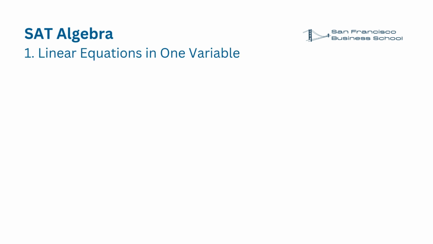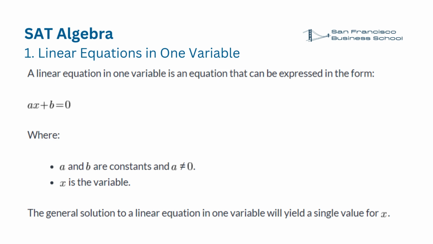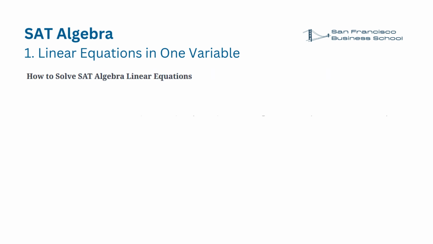1. Linear equations in one variable. A linear equation in one variable is an equation that can be expressed in the form ax plus b equals 0, where a and b are constants and a is not equal to 0. x is the variable. The general solution to a linear equation in one variable will yield a single value for x.